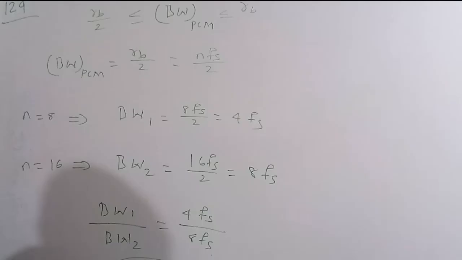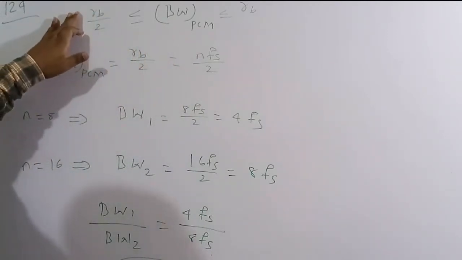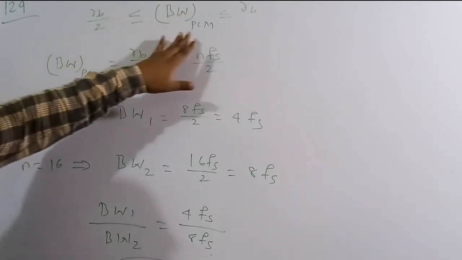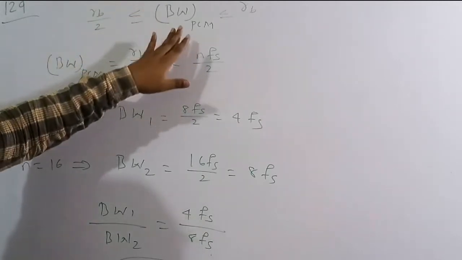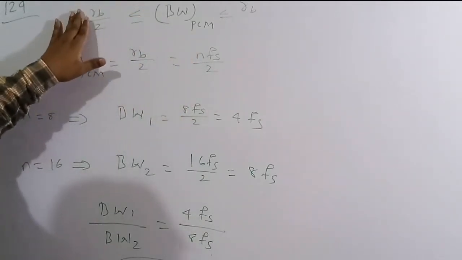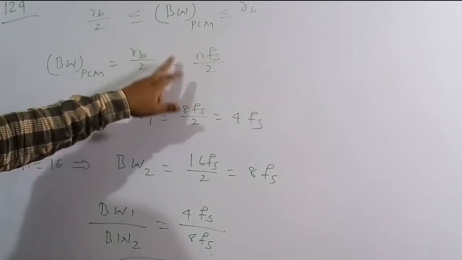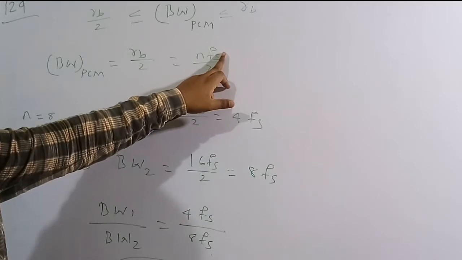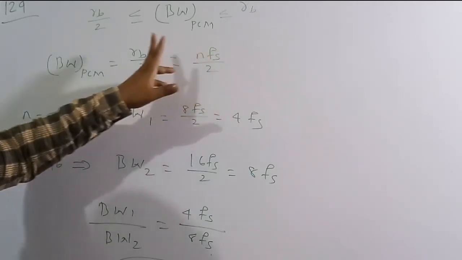So let's solve this numerical. So the bandwidth in the PCM is going to lie between RB by 2, which is nothing but half of the bitrate, and the bitrate. So therefore the bandwidth of the PCM is going to lie in this range. So I am going to assume the minimum bandwidth is nothing but RB by 2. So RB is called as the bitrate. So bitrate formula is N into Fs. N is called as the number of bits per sample and Fs is called as the sampling frequency, means the number of samples per second. So therefore if you do the multiplication, we are going to get the bitrate.